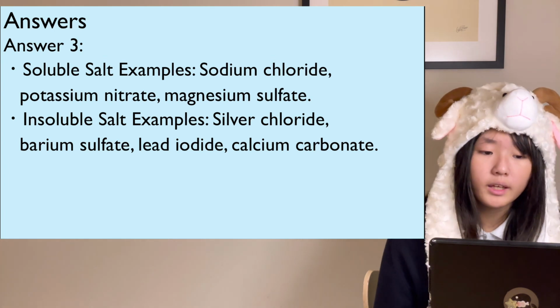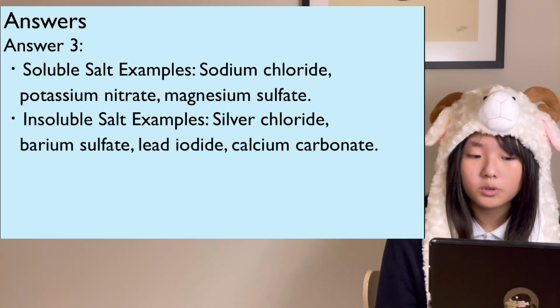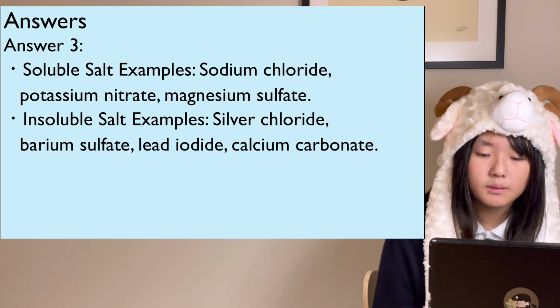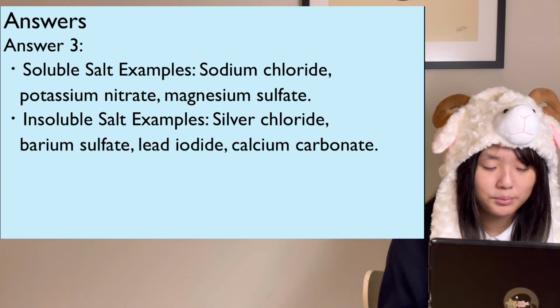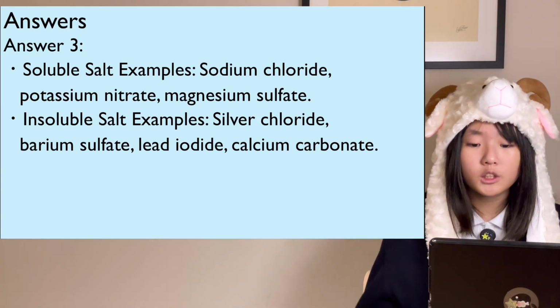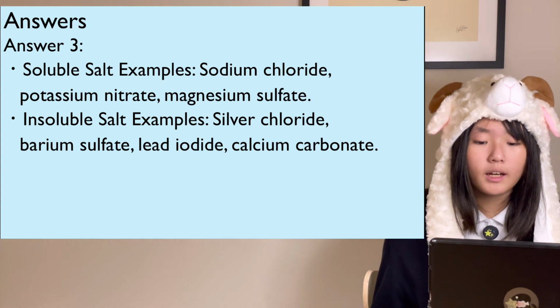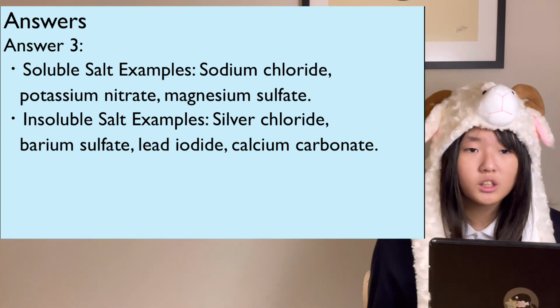The answer to number 3 is some soluble salt examples are sodium chloride, potassium nitrate, and magnesium sulfate. Of course, there are other answers, but these are just some examples. Some insoluble salt answers that you could have had are silver chloride, barium sulfate, lead iodide, and calcium carbonate. Again, these are just some examples.